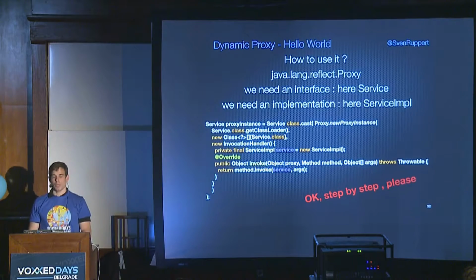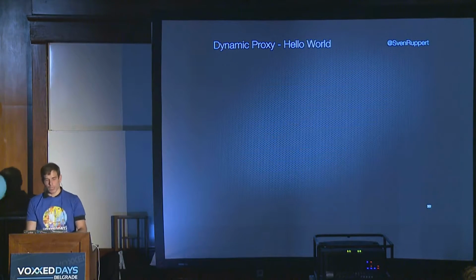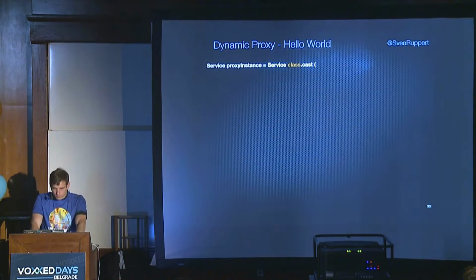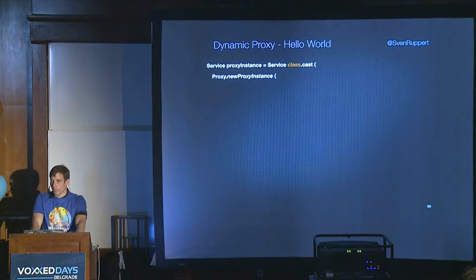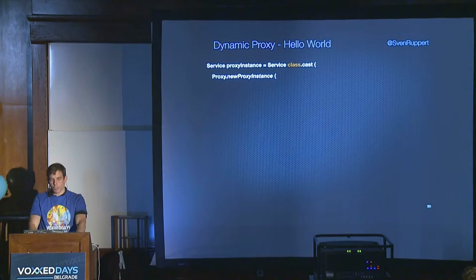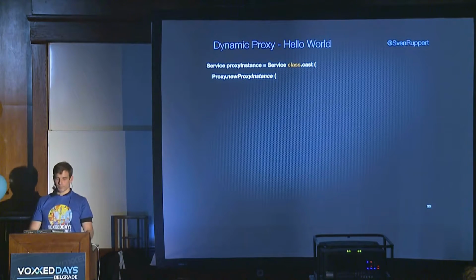So what we want to do is we have this cast, because the dynamic proxy will give you something like object. So the last step, what we have to do is service cast, also casting to this interface. Then I will ask the proxy, please give me a new proxy instance.